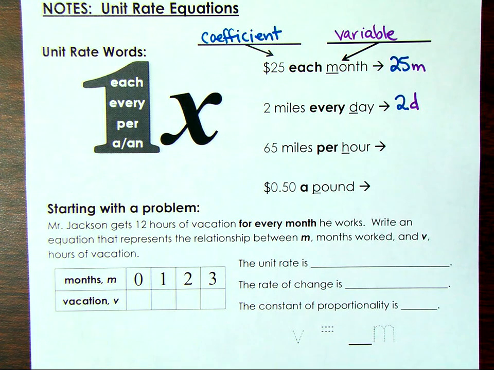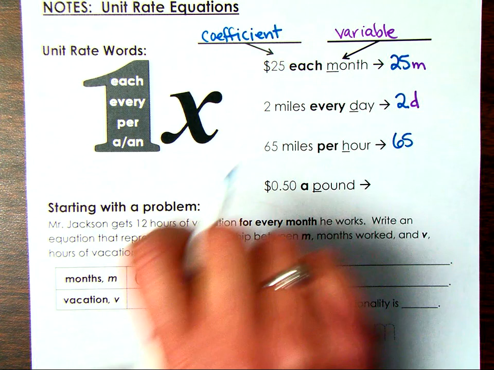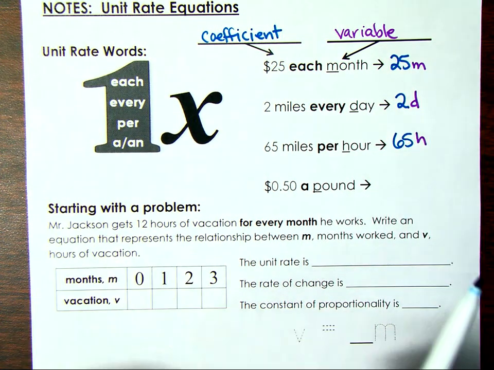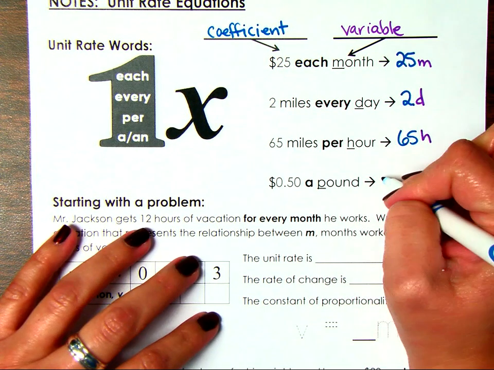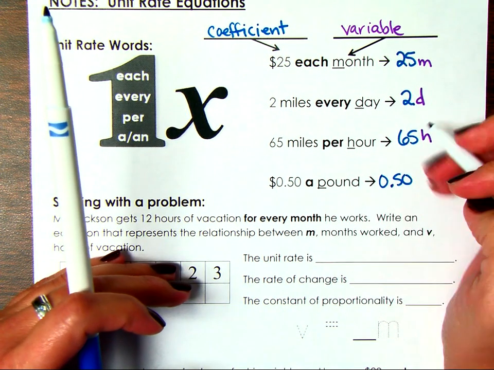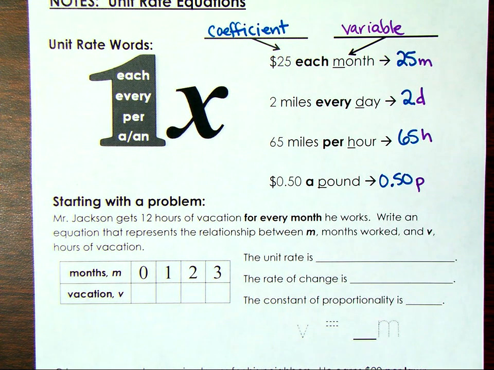So 65 miles per hour means 65 miles times the number of hours. If I go to the grocery store and I'm buying fruit and it's 50 cents a pound, we're going to say 50 cents per pound. And I'll just use the letter P even though the abbreviation for pounds is LBS. We just want to use one variable.